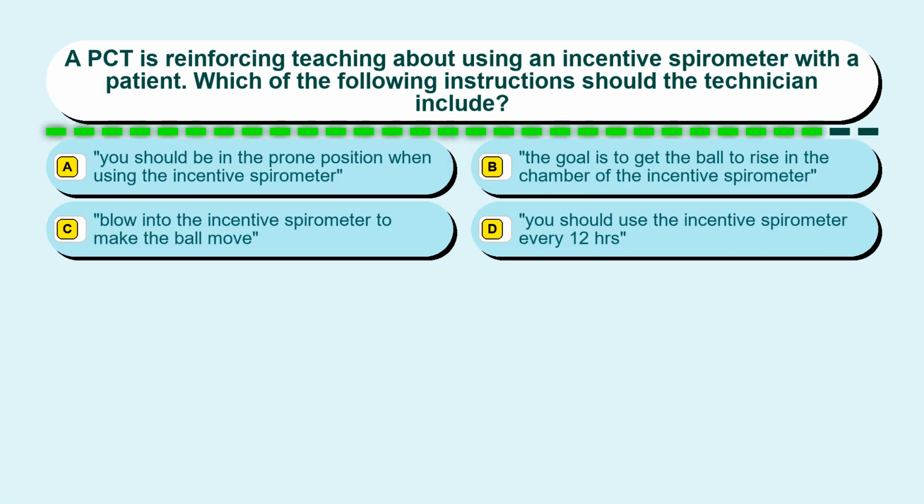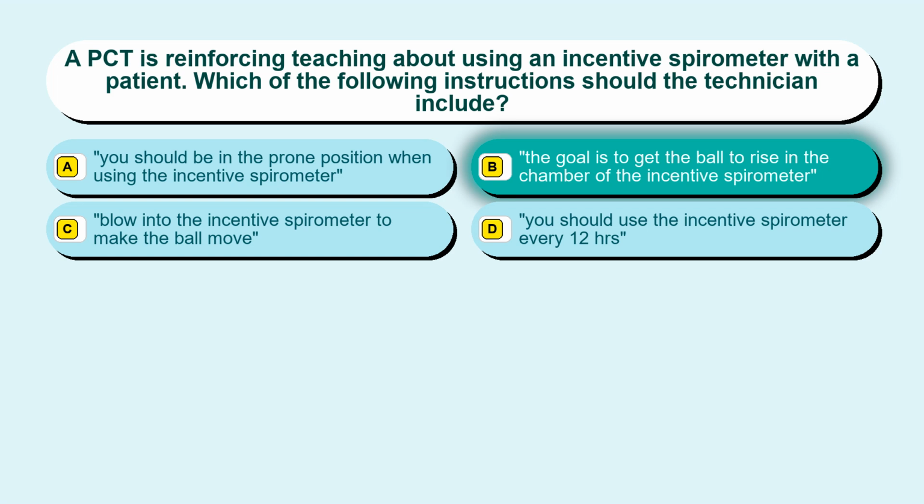Question 36. A PCT is reinforcing teaching about using an incentive spirometer with a patient. Which of the following instructions should the technician include? Option A, you should be in the prone position when using the incentive spirometer. Option B, the goal is to get the ball to rise in the chamber of the incentive spirometer. Option C, blow into the incentive spirometer to make the ball move. Option D, you should use the incentive spirometer every 12 hours.